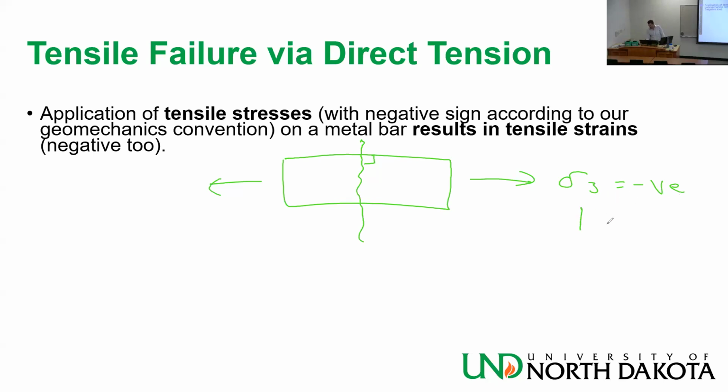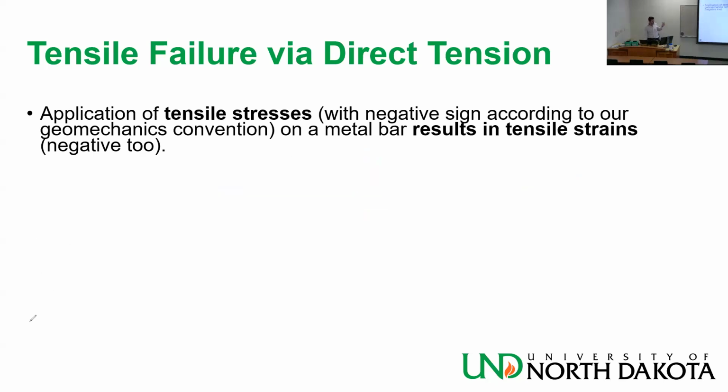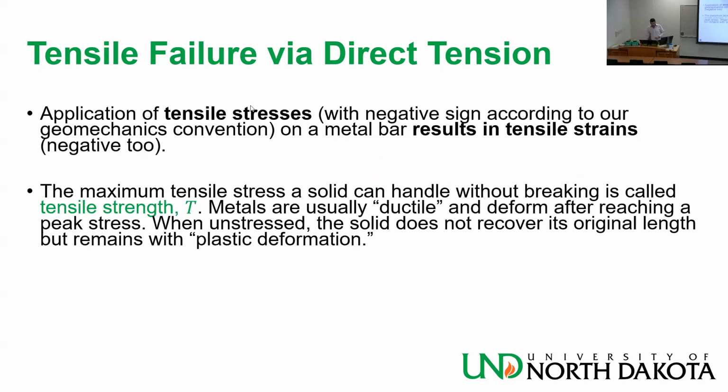Okay, if I have a negative sigma 3, my epsilons will also be negative, right? I'm trying to elongate, right? I'm elongating this. So it should be negative, right? Epsilon strain is negative by our convention. If you use a different textbook that is not for geomechanics, that is for, I don't know, solid mechanics, it may be the opposite. It has positive for tension.